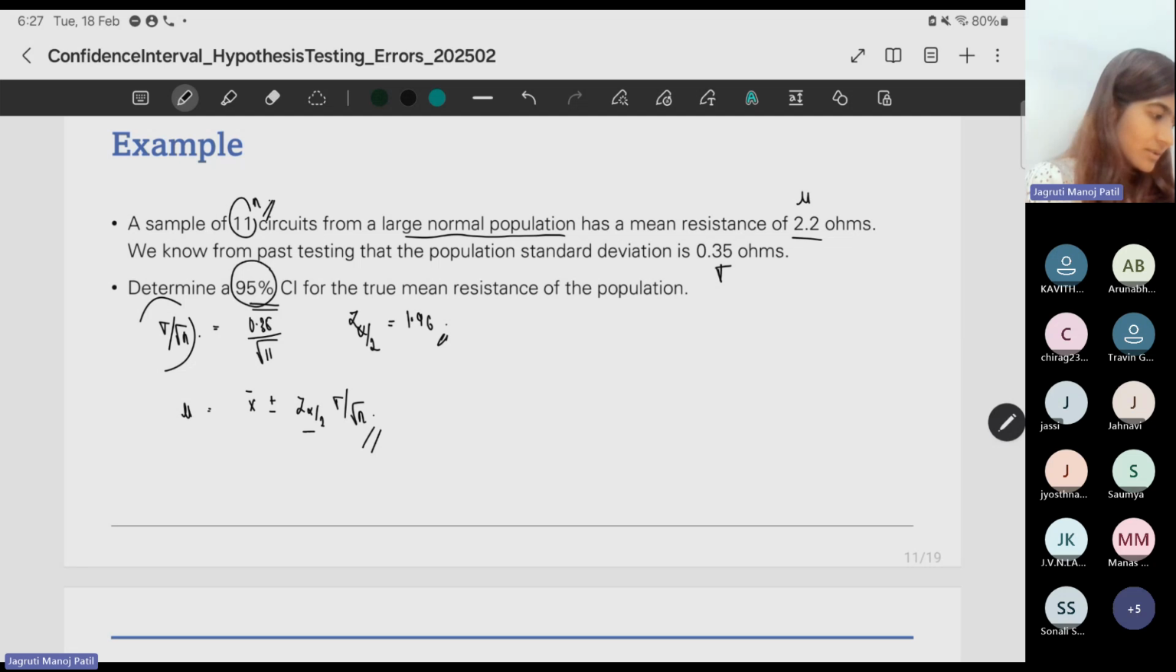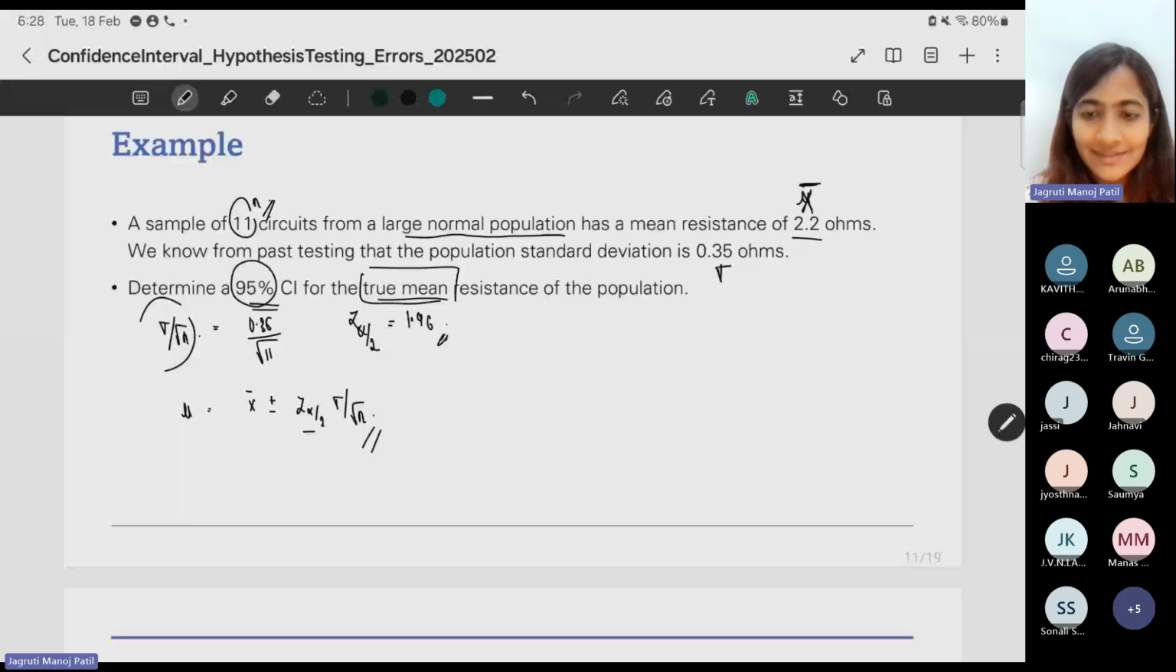Wait, this is not X bar. What is X bar here? Oh, sorry, this is not mu, this is your X bar. So this is for the sample value. This is not for the entire population, but only for the sample of 11 circuits. For those only the mean was defined. Okay, because indeed we want to find the confidence interval for the true mean resistance.